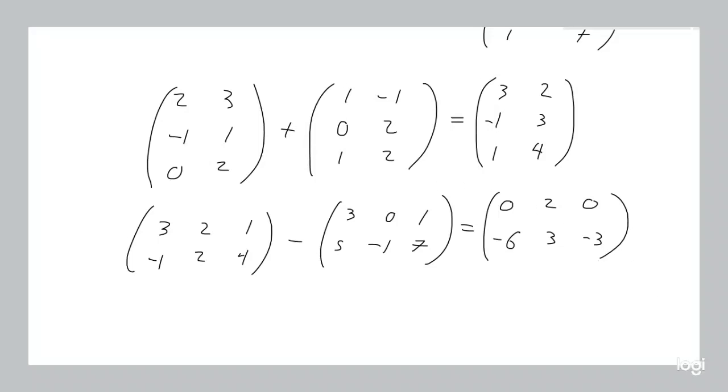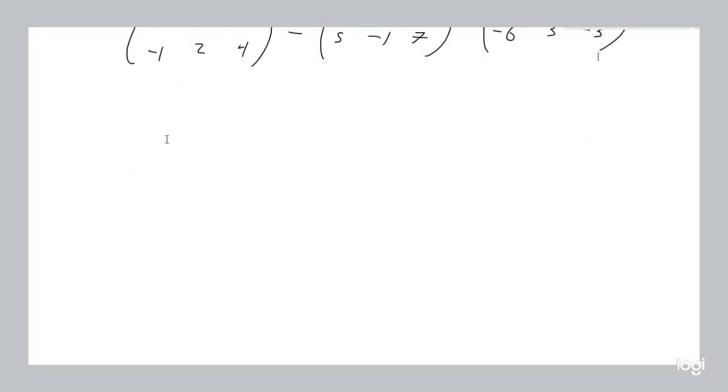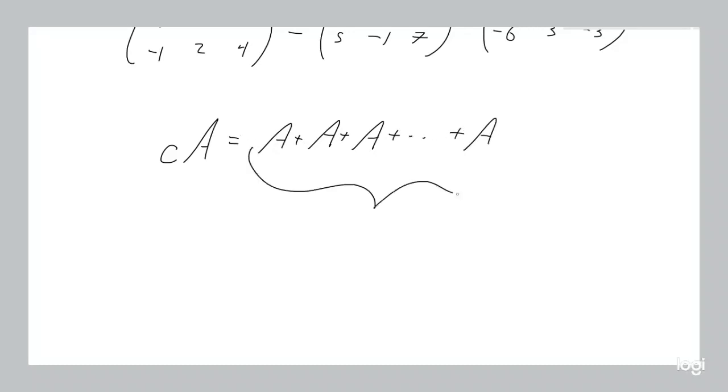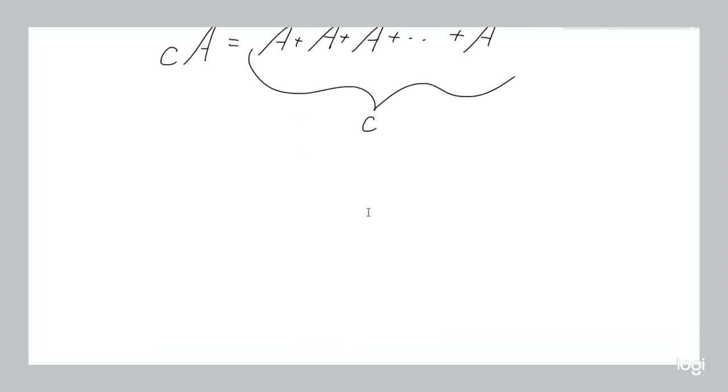Okay, now what if you're multiplying by a scalar? Let's say you have some scalar c times A. Well, what is that? That's just A plus A plus A a whole bunch of times. How many times? C times. Okay, what the result is going to be is every single entry in A is going to be added up C times. In other words, you're multiplying every entry of A by C. Okay, that's what that is by definition.